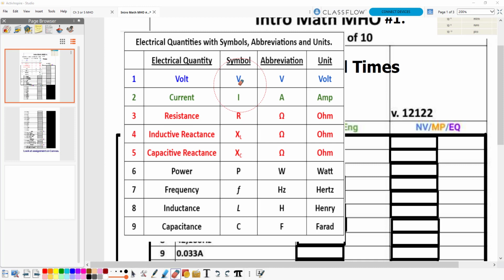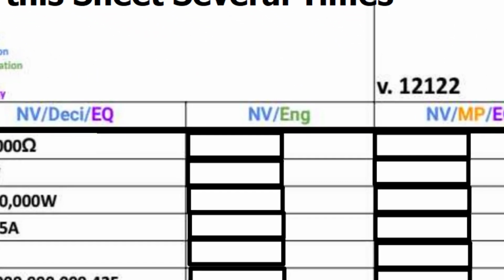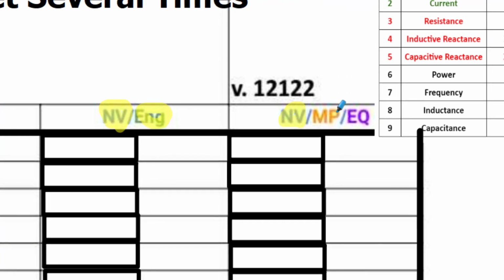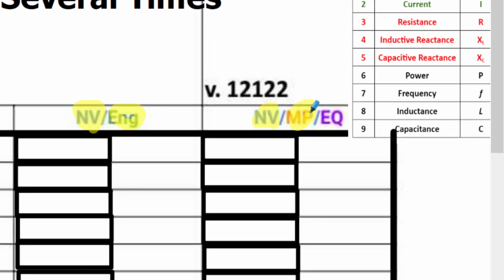So you can see here that we're going to be measuring several different electrical quantities, such as volts, amps, ohms for resistance, watts, hertz for frequency, henries for inductance, and farads for capacitance. All right, if we look at our next column here, we have our value, but we are converting to engineering notation. Then our final column is where we have our numerical value, a metric prefix instead of engineering notation, and our electrical quantity.